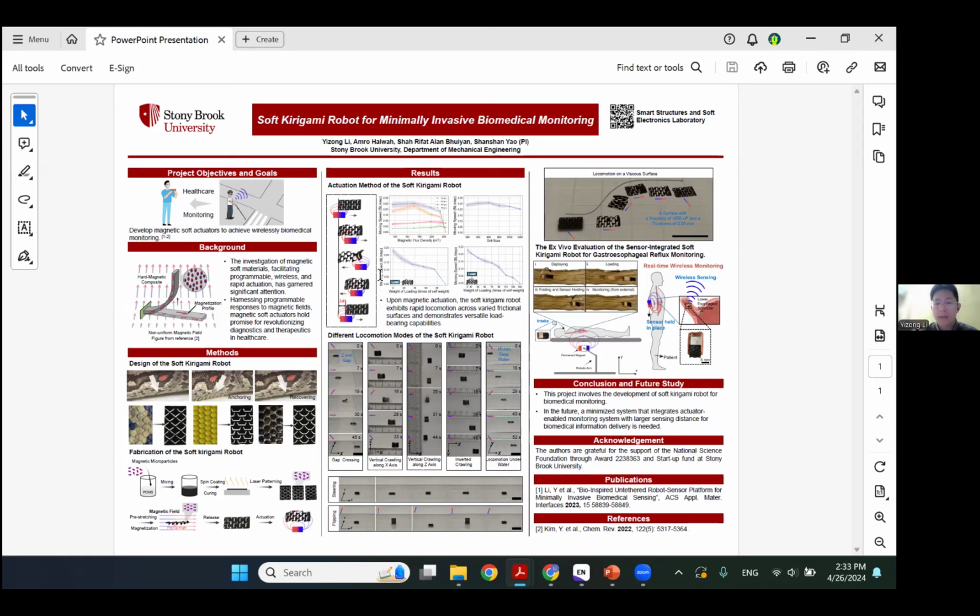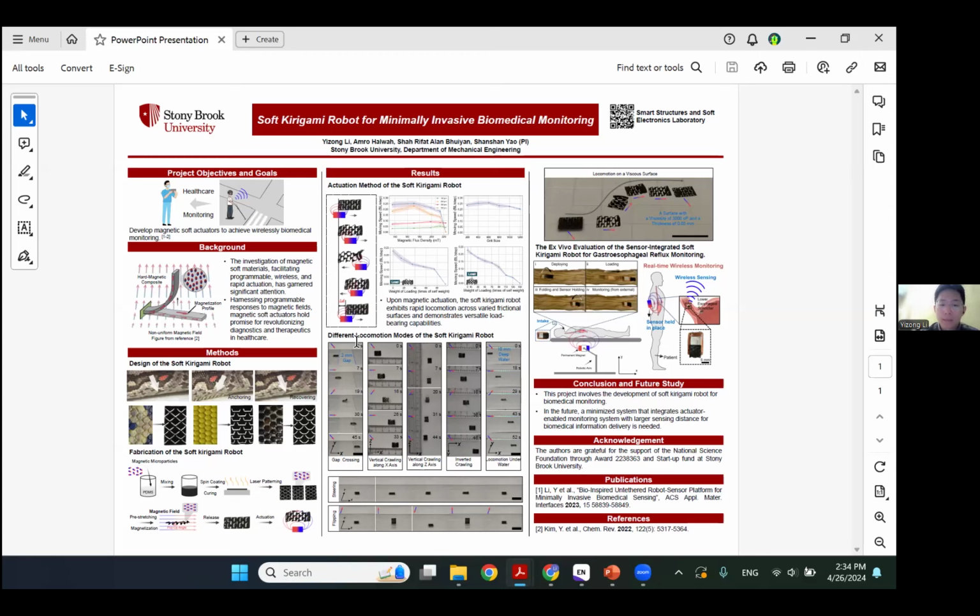And then since we care more about how to make the soft kirigami robot achieve wireless biomedical monitoring and assist with biosensor delivery, we test the capacity of the soft robot. We try different load modes. The result shows that it can carry around 100 times its own weight to move.